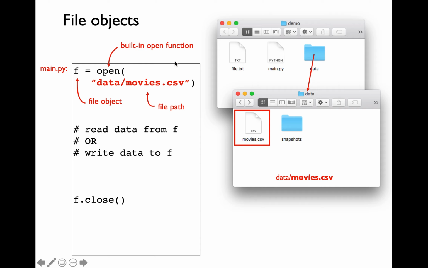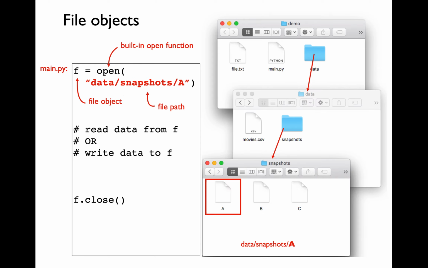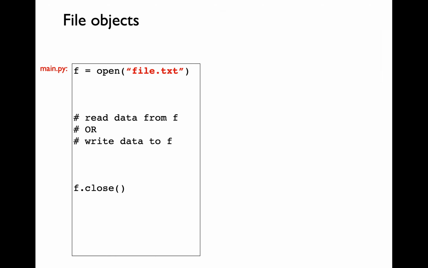Of course, this particular open function call is not an example of portable code. If I take this particular line of code and try to run it on a Windows laptop, it's not going to work because Windows laptop would expect us to use a backward slash. Relative path to a file A inside the snapshots subdirectory would be data/snapshots/A. Let's talk about using a file.